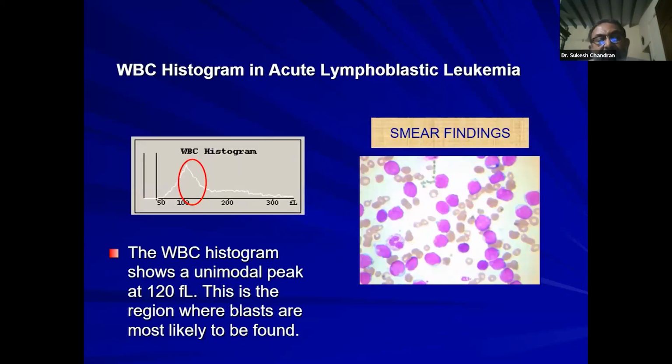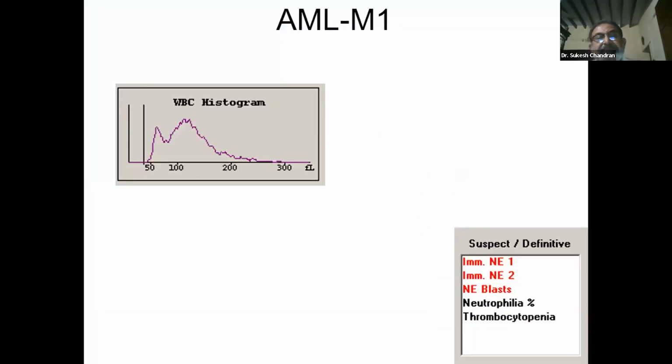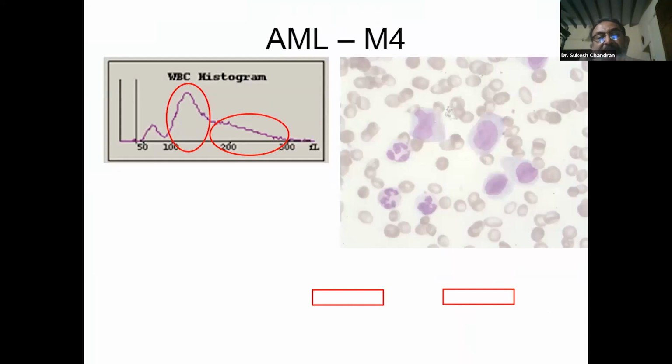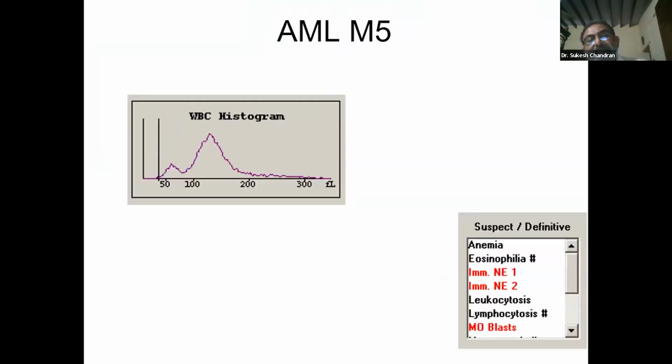And when you have a histogram which is extending beyond 100 and then finishing off fast, that means there is a blast. It can be a lymphoblast, it can be a myeloblast, it can be an APML cell. Because you must realize the cells have lysed. It's only the nucleus that is being measured. This is a patient with AML M1. This is a patient with AML M4. You can see that there is a monocyte peak, there is a blast peak, and there is a left shifted peak. So that's an AML M4. And that's an AML M5 where mostly monocytic cells.